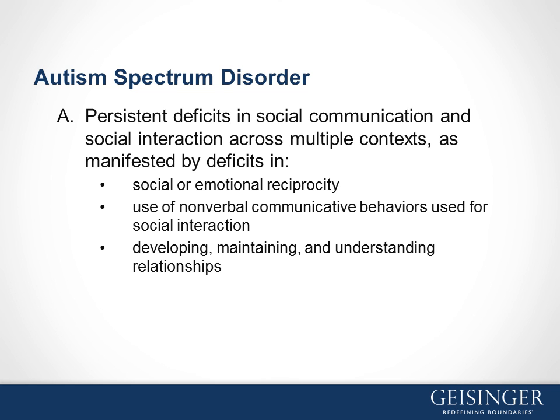So this may be a child who has problems with social or emotional reciprocity. In other words, when you go to give the child a hug, maybe the child doesn't hug back, or you're not getting that interaction or that reciprocal response from a child in the social and emotional domain. You may have a child who has problems with nonverbal communicative behaviors. Maybe they don't point or use other gestures that show that they're trying to engage another person into their world. They may have problems in developing, maintaining, and understanding relationships.